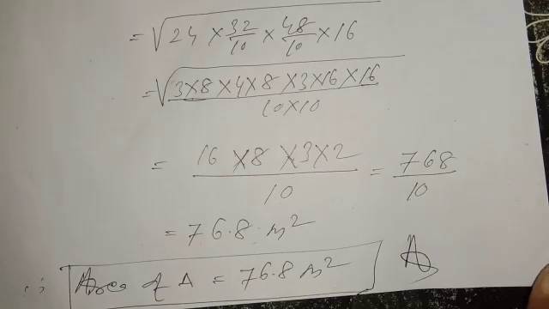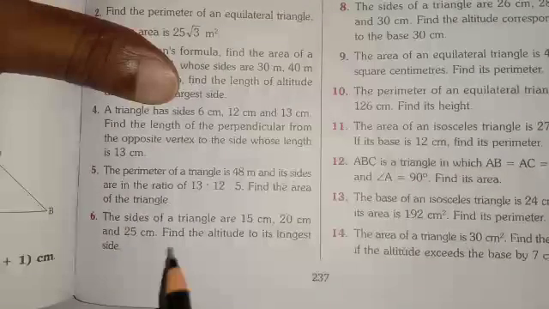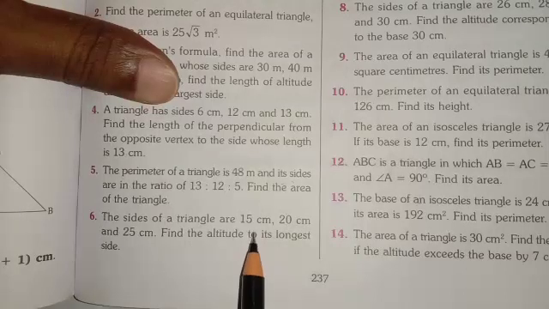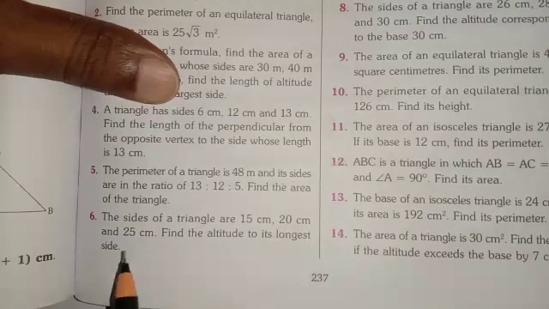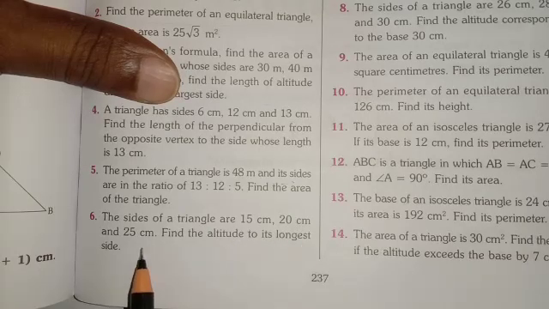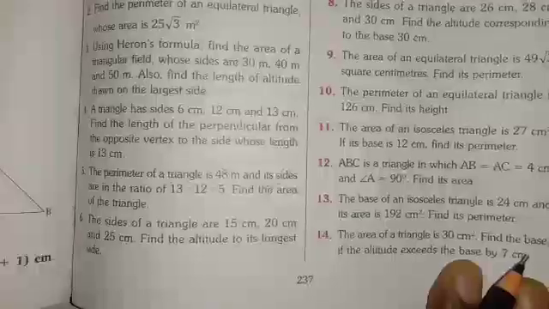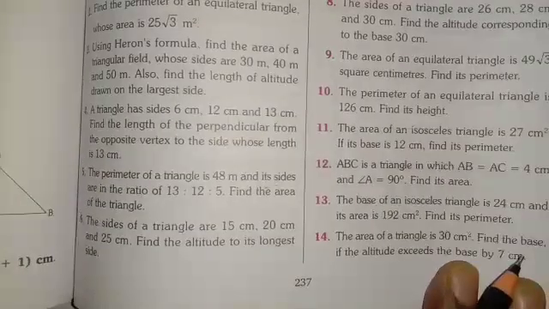Let us go to the next number. Question number 6. The sides of a triangle are 15 centimeters, 20 centimeters, and 25 centimeters. Find the altitude to its longest side. Which is the longest side here? 25 centimeters. How to find the area of the triangle? By using Heron's formula. Before that, you have to find the semi-perimeter.